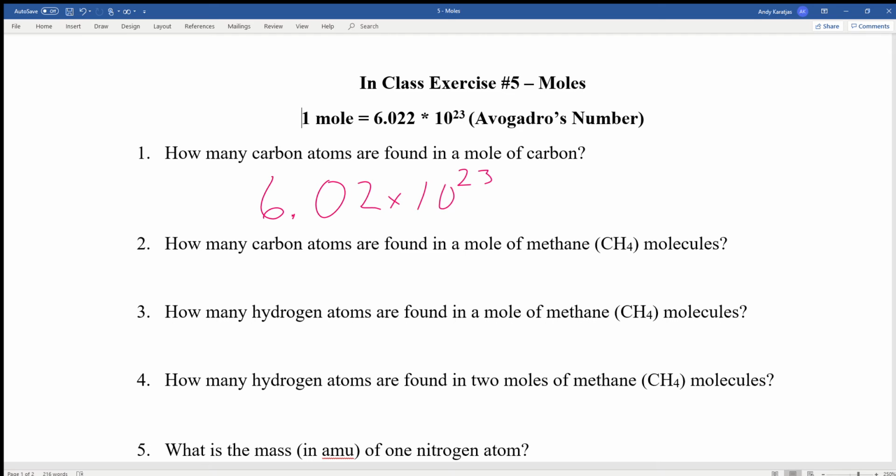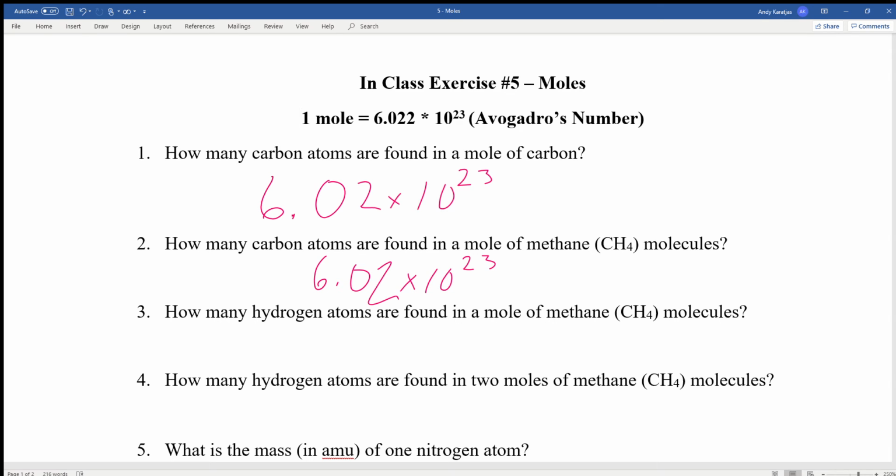So now we can move on to methane molecules. How many carbon atoms are found in a mole of methane? A mole of methane would mean that we have 6.02 times 10 to the 23rd methane molecules. Well, if each methane molecule has 1 carbon in it, the number of carbon atoms would be exactly that, 6.02 times 10 to the 23rd.